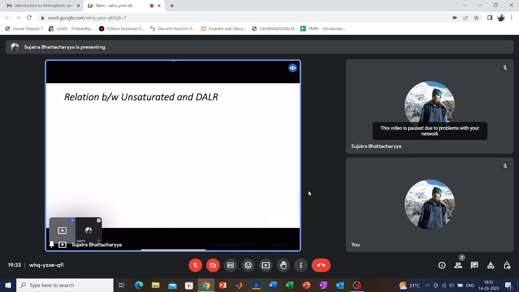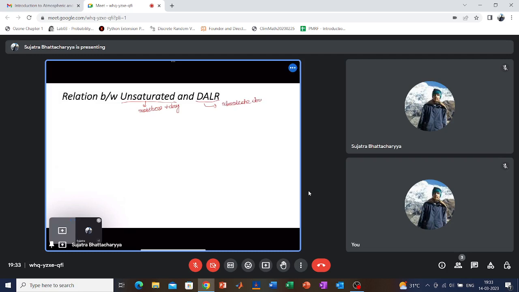Now, the relation between unsaturated parcel and the dry adiabatic lapse rate. See, unsaturated parcel means it consists of moisture plus dry air, and this is absolute dry. For dry adiabatic lapse rate, we have derived that gamma d, the lapse rate, is G by CPD, right? Now, for moist or unsaturated air parcel, I am writing it as gamma m is G by Cp into m. Okay, unsaturated air parcel will be this.